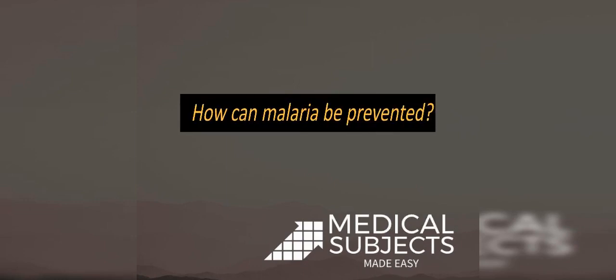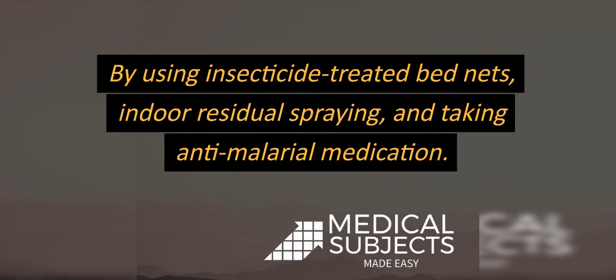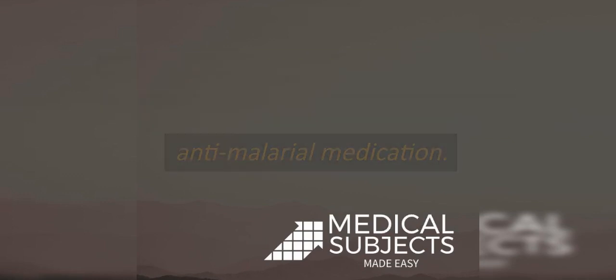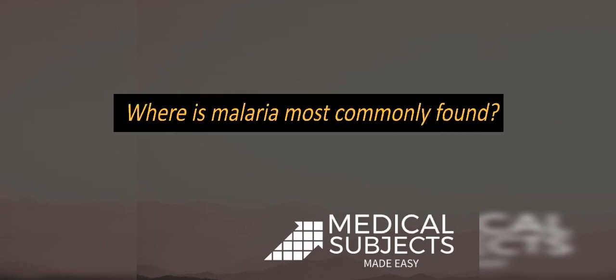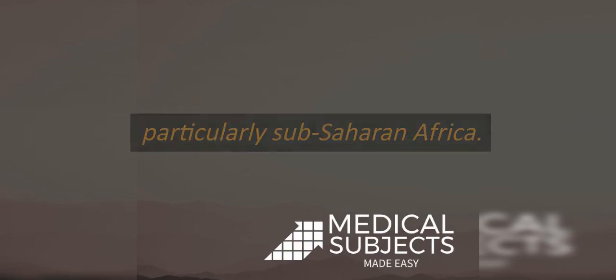6. How can malaria be prevented? By using insecticide-treated bed nets, indoor residual spraying, and taking anti-malarial medication. 7. Where is malaria most commonly found? In tropical and subtropical regions, particularly sub-Saharan Africa.